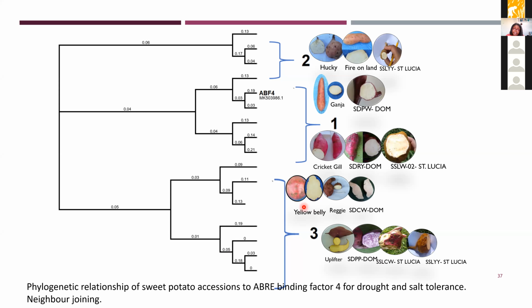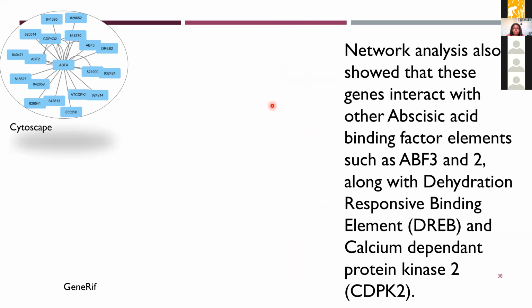There were 2 subgroups, for example, one where we had the paler varieties and one where we had a mixture of yellow, purple, and so on. So the take-home note here is that our pale pink skin and red skin varieties seem to have a good relationship with this ABF4 gene for drought tolerance and salt tolerance.